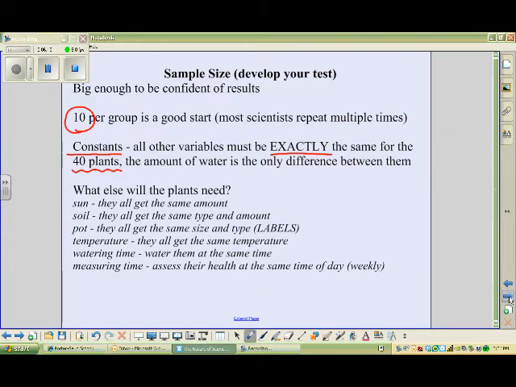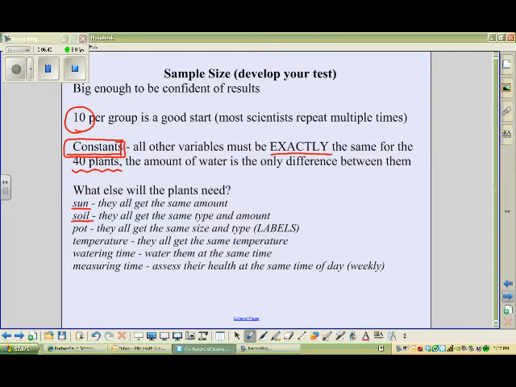So with our 40 plants, the only thing that's going to be different between the groups is the amount of water. So we have to think about what are all the other things that plants are going to need, and we have to make sure that all of those things are the same. And those things are what we call our constants. They remain constant. And so we know plants need sunlight. So we have to make sure that all 40 of our plants get the same amount of sunlight.